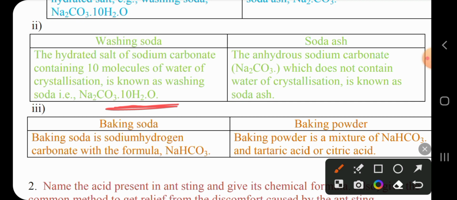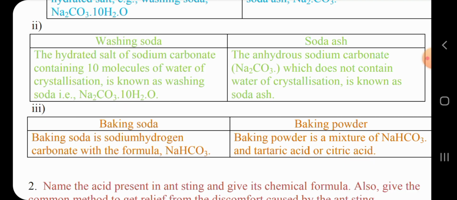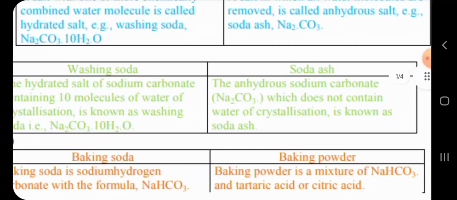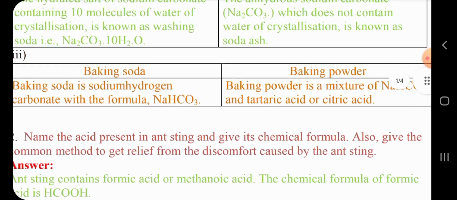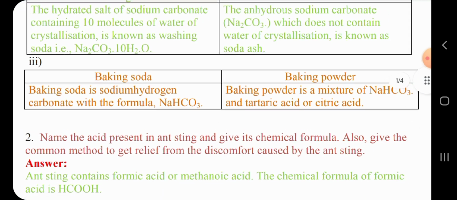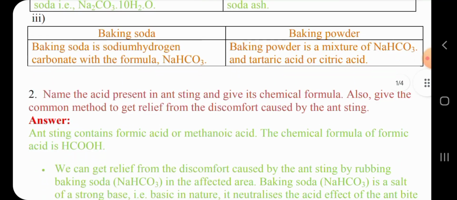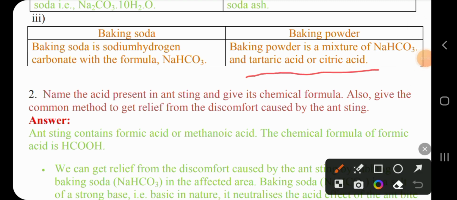Next is baking soda and baking powder. What is baking soda? Baking soda has the formula NaHCO3, and baking powder is a mixture of NaHCO3 and tartaric acid or citric acid. That is very important. It is a mixture of tartaric acid and citric acid with baking soda, NaHCO3.